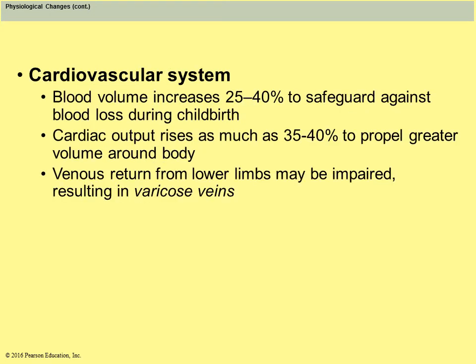Cardiovascular system, the blood volume increases. Why is this? Because it's more or less in preparation for childbirth, as there is going to be blood loss that will occur. So if you increase the volume and then you lose some during childbirth, you're back to what the normal volume should be. There may be issues with developing varicose veins in pregnancy because there may be less efficiency in returning the blood from the lower limbs back up to the heart.